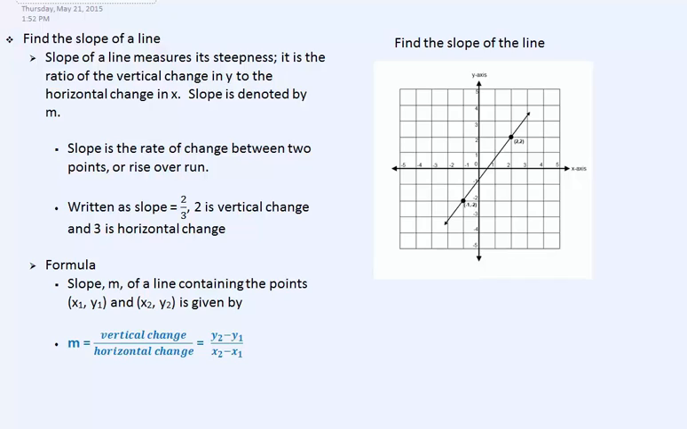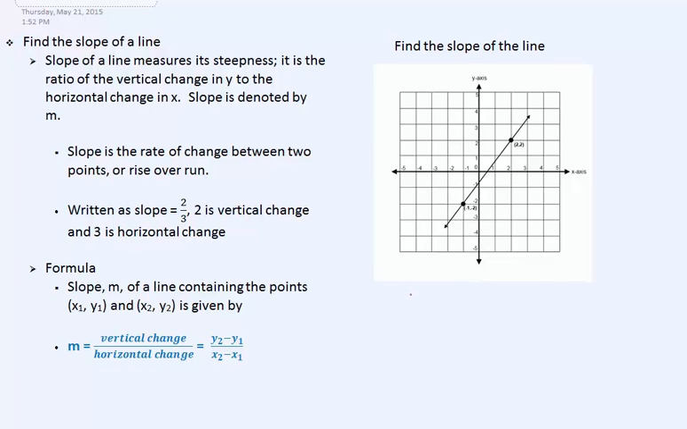Another way we can find the slope of a line is to use the slope formula. In the slope formula, we take 2 points that lay on the line and subtract the differences in the vertical and horizontal direction. The formula of a slope can be seen below as m equals vertical change over horizontal change, or y2 minus y1 divided by x2 minus x1.